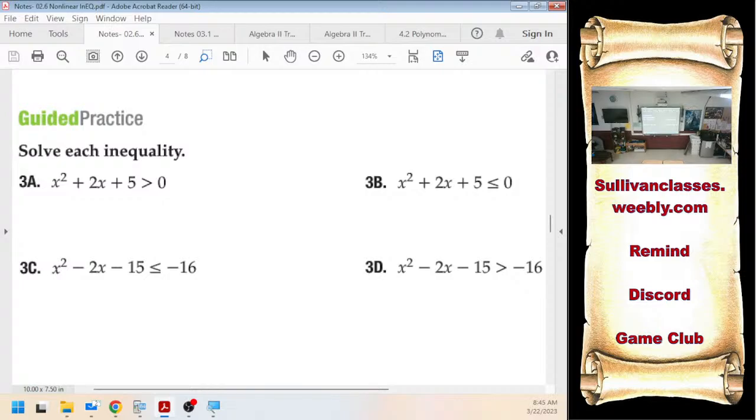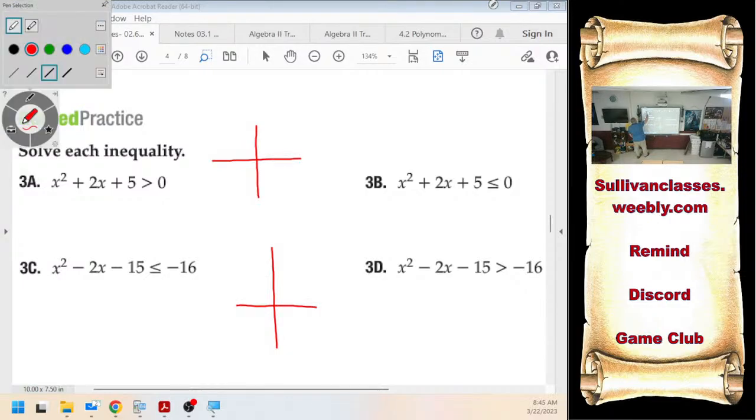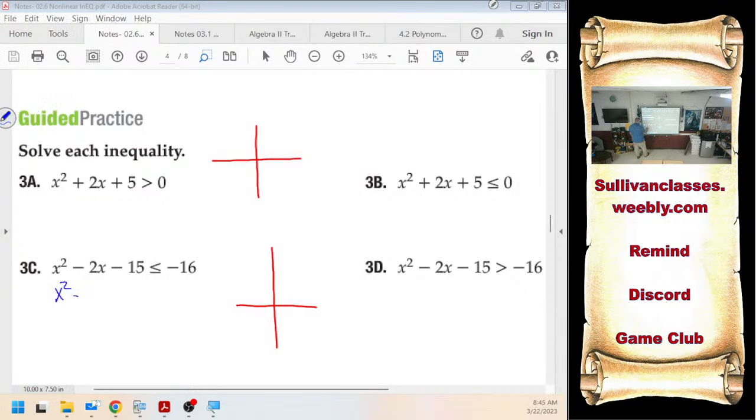Okay, pretty quick, I hope. So that 1 minus 2 is negative 1, 4.